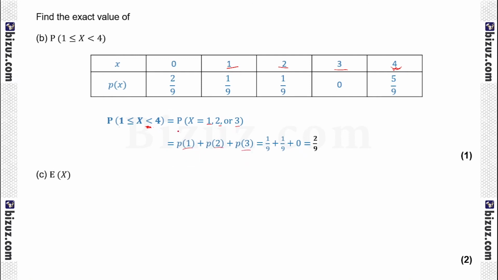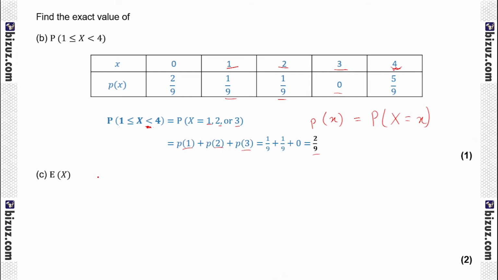I didn't mention this a while ago. This is shorthand: small p, and then writing any x value, is shorthand for writing P of capital X equals x. Now all we need to do is add the probabilities for the allowed values, and what we get is 1 by 9 plus 1 by 9 plus 0, which gives us 2 by 9.